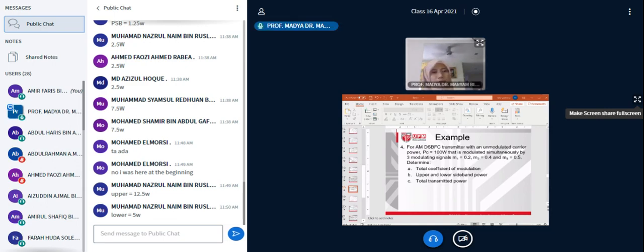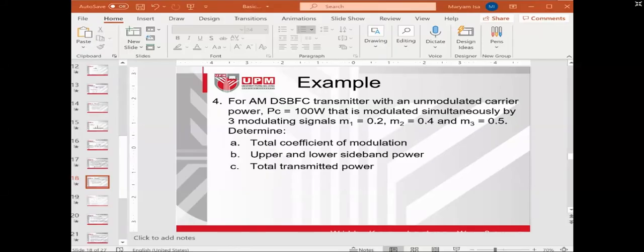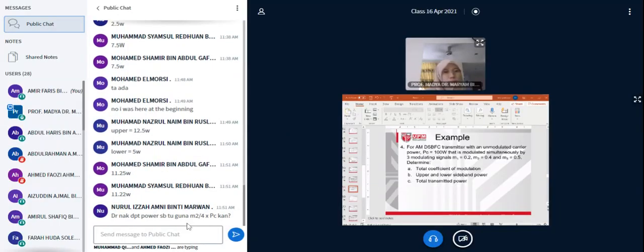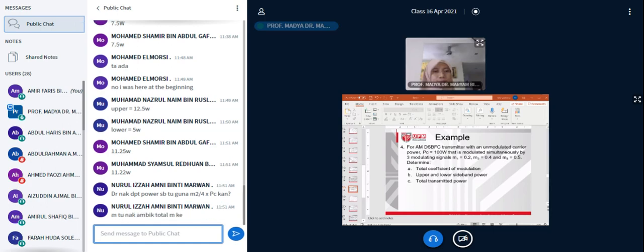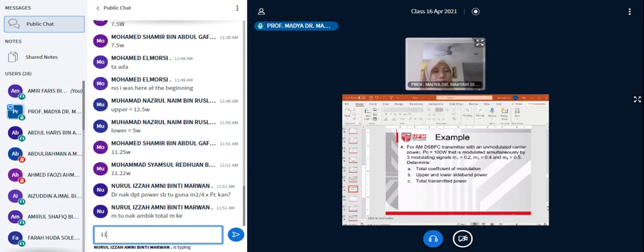How come you have a different answer? Can I have other answers? Iza, you were typing just now. Okay, Shami. Okay, and any other answers? Yeah, Iza, that is already simplified. M squared over 4, that is for one sideband. Okay? Yeah, M is the M total, the new one, MT.